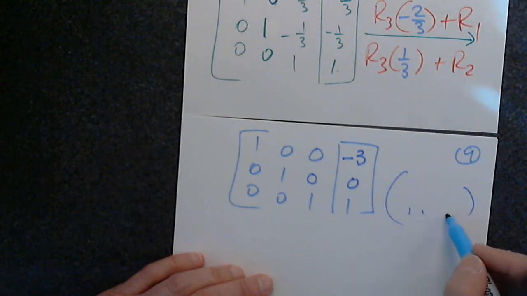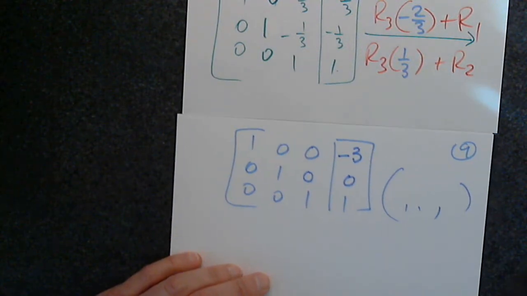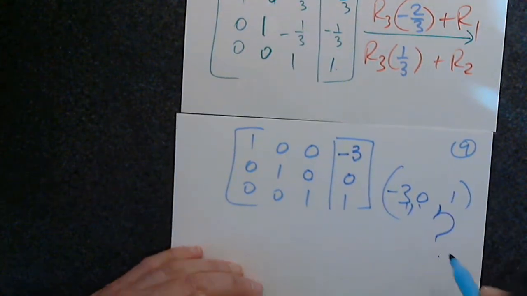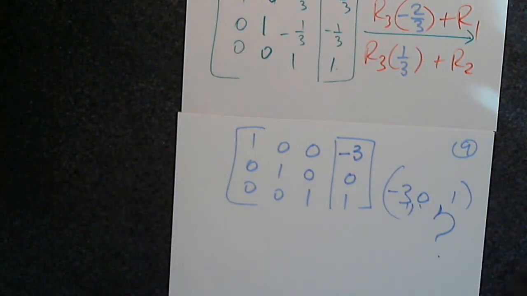I don't believe anything. So what is the solution? Negative 3, 0, and 1. Okay, with a question mark, I don't know. I'm only hoping.